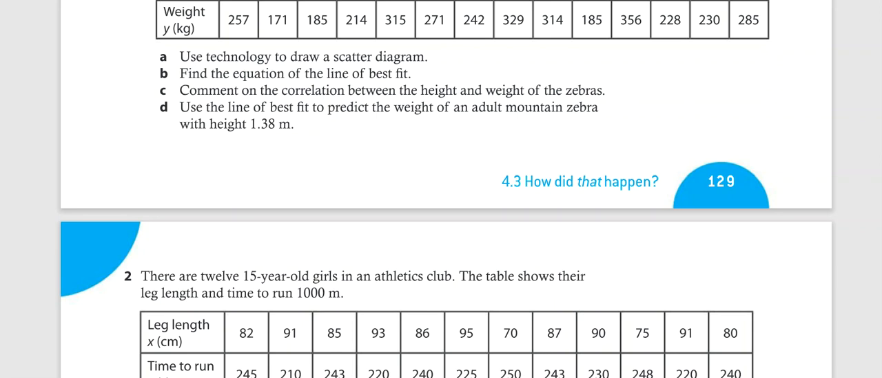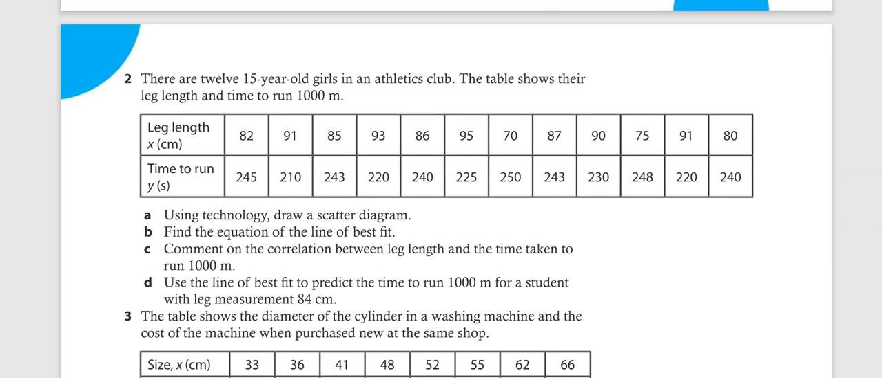So you are starting page 129. You've got some, they're pretty repetitive questions, but I think that's fine at this stage. Get GeoGebra open. Let me know if there's any issues with doing that.